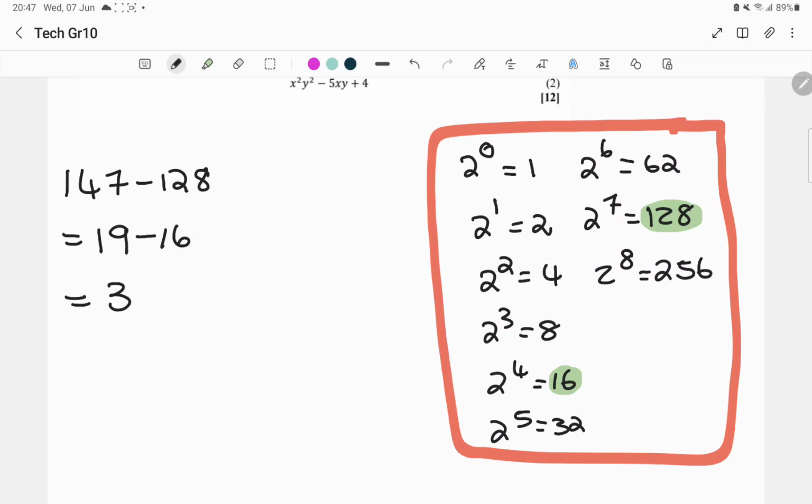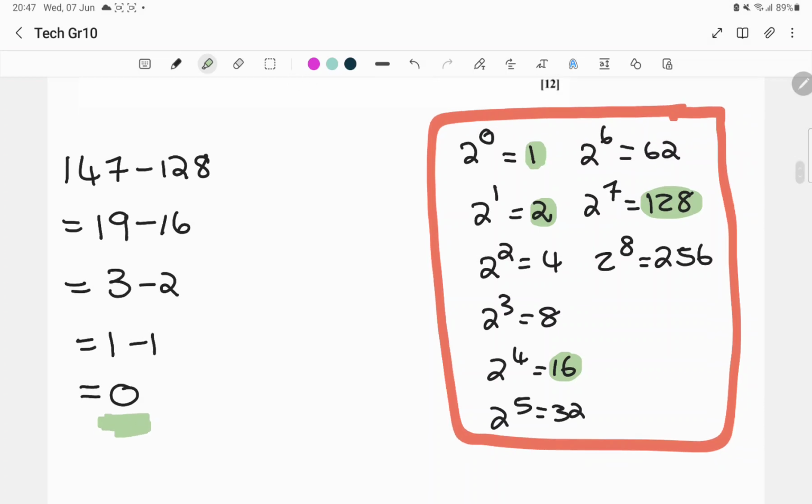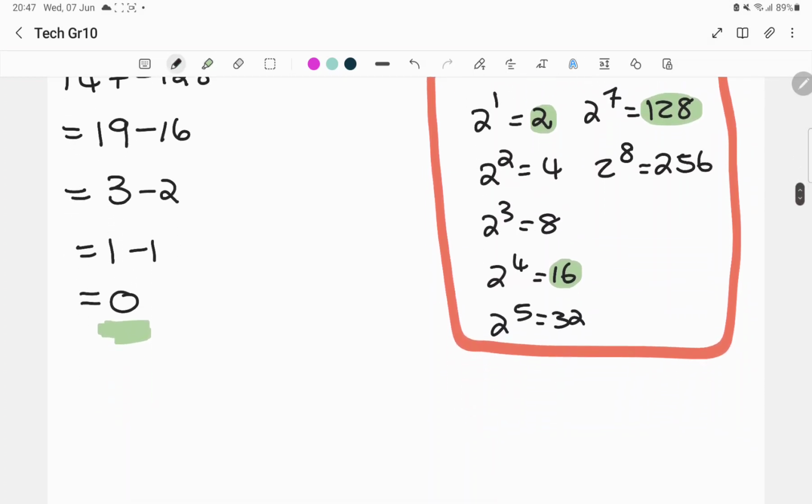Now I repeat the same thing. So the number closest to 3, but not larger than 3, will be 2. So I'm going to take my 2 and subtract it, so that will give me 1. And then the number closest to that will also be 1, and if I subtract that, I get 0. And this is exactly what I want. I always want a 0. Alright, so now we just have to rewrite it.